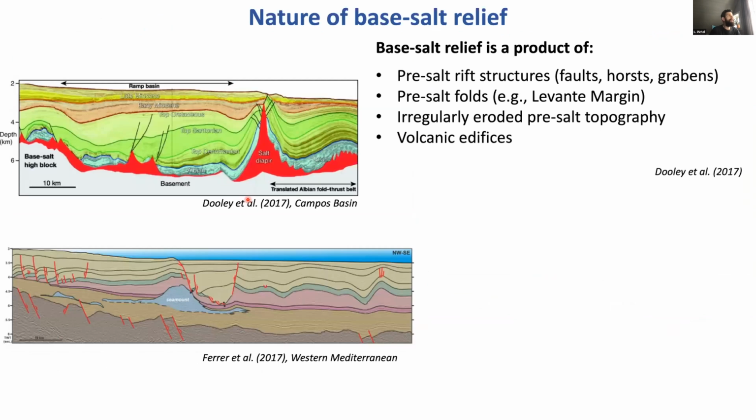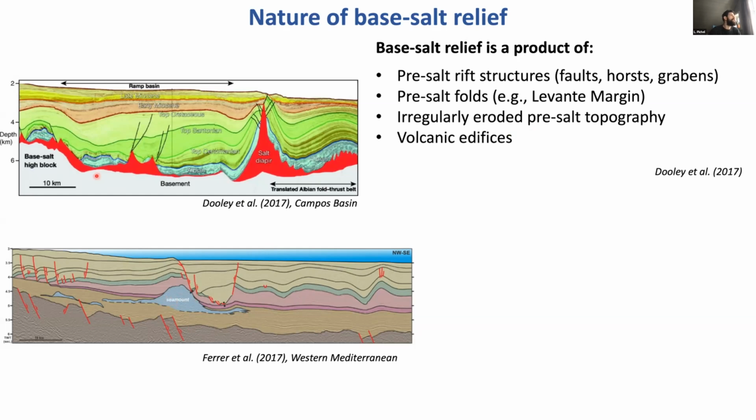Base salt relief can be a product of many things. In rifted margins, it's typically rift structures like faults, horsts, and grabens. In a few cases, you can also have pre-salt folds, an example from the Levant margin in the Mediterranean. It can also be at least partially associated with irregularly eroded pre-salt topography and volcanic edifices or seamounts. An example of volcanic-associated basal relief is from the Western Mediterranean, where we have the seamounts.